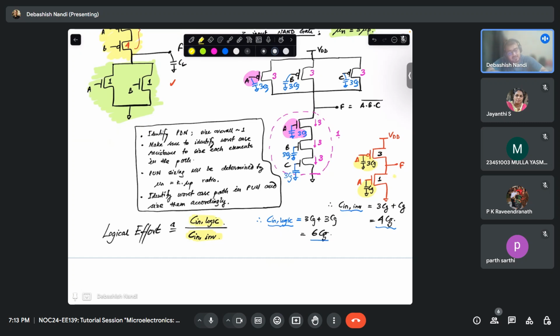That is why I have explicitly drawn this. Otherwise, I would have just put 1 and 2, which is more conventional, right? But that is not how logical effort is defined. Assuming the same mobility ratio, what is the ratio of input capacitances of the logic with respect to inverter? That is your logical effort. So this is your 6CG over 4CG, that is 3 over 2. Okay. So for a 3 input NAND gate, 3 over 2 is the logical effort.